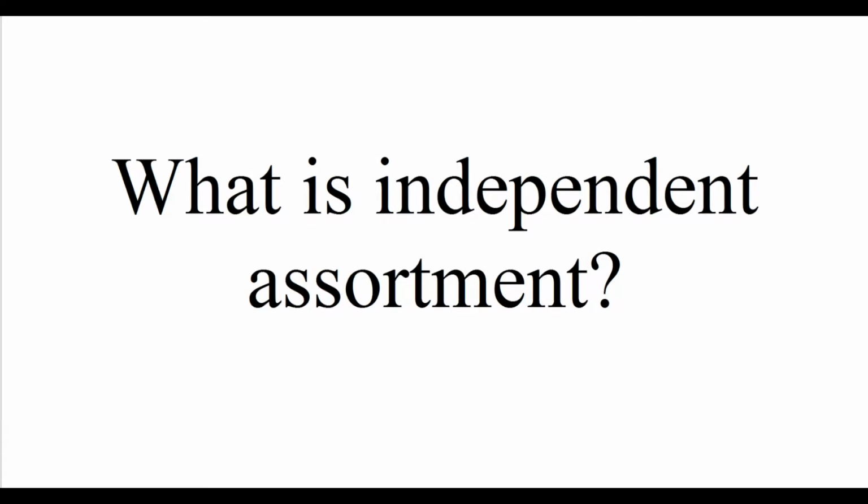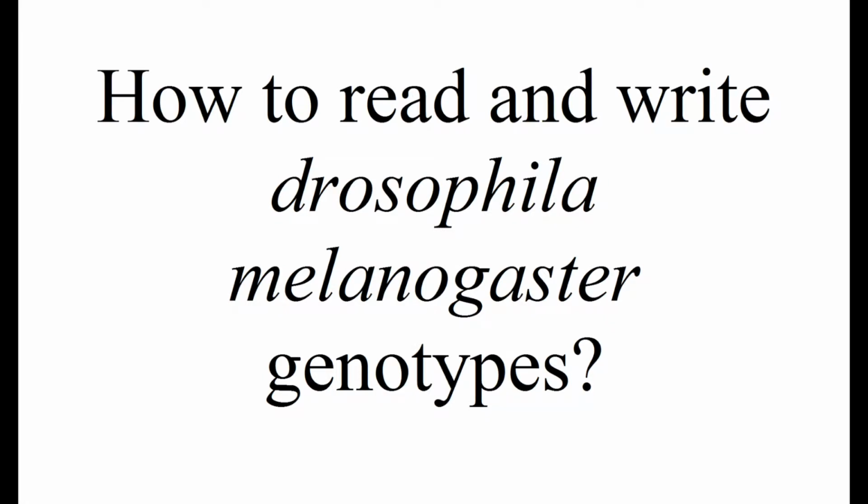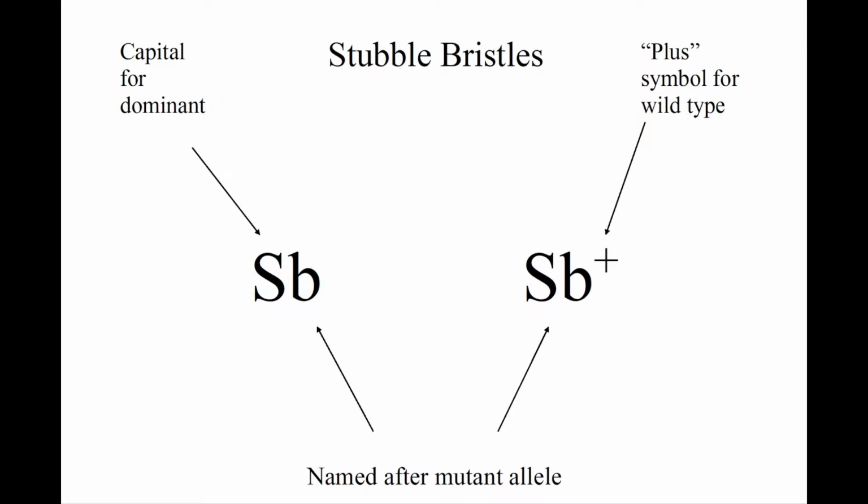Mendel's law of independent assortment states that the separation of different pairs of homologous chromosomes into gametes happens independently of one another. This should offer a predictable ratio, for example, a 9:3 to 3:1 ratio. Fruit flies are named after their mutant alleles and not their wild type or natural alleles. An example of this is the dominant stubble bristle trait. The mutant allele is written capital S lowercase b and the wild type allele is written capital S lowercase b with a plus sign following.